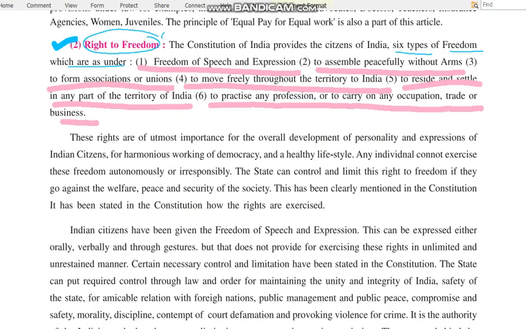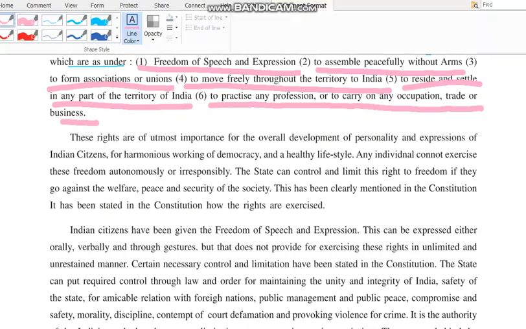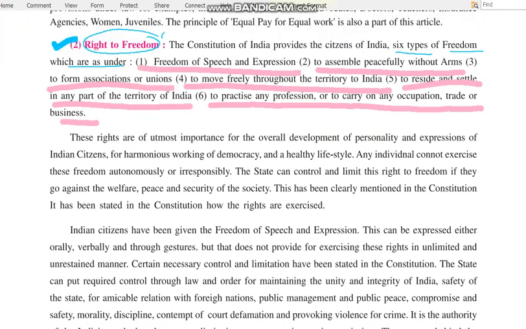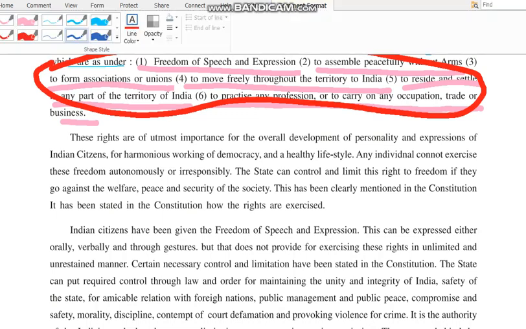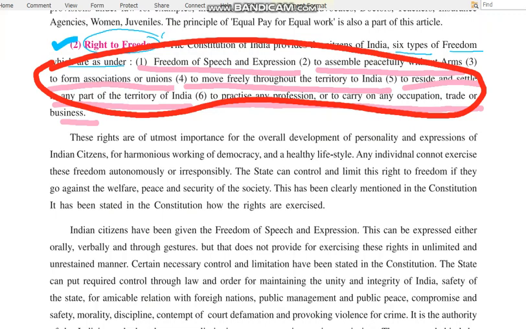Okay, so here we see all these rights, and as I told you, right to freedom is a cluster, a group of all these six freedoms. These rights are of the utmost importance for the overall development of the personality and expression of Indian citizens, for the harmonious working of democracy and a healthy lifestyle.